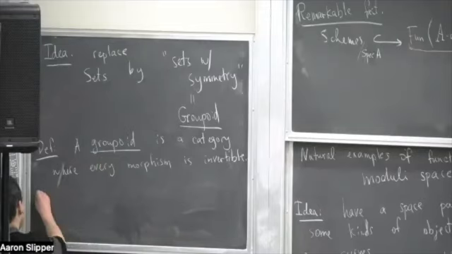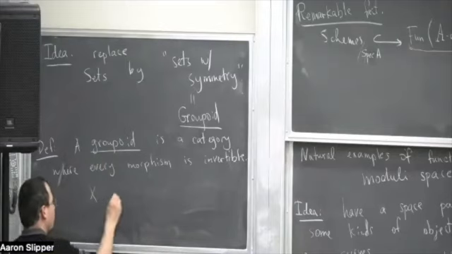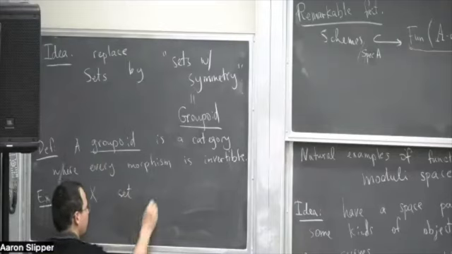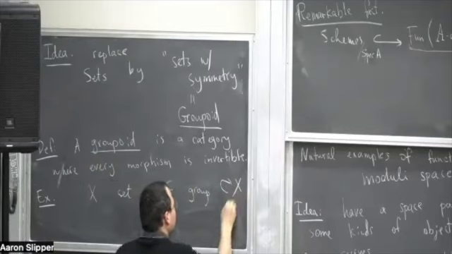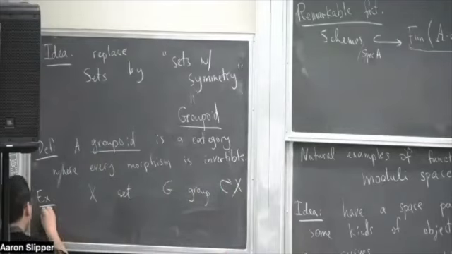So let me take an example. Say G is a group acting on X, so we can form what's called the action groupoid.